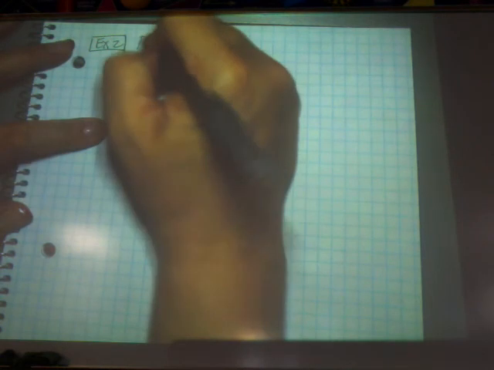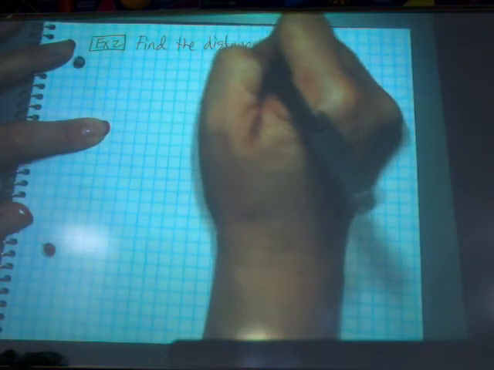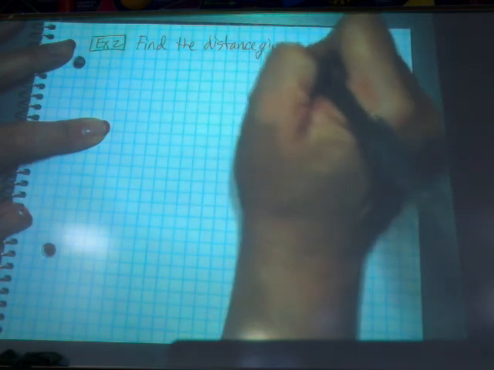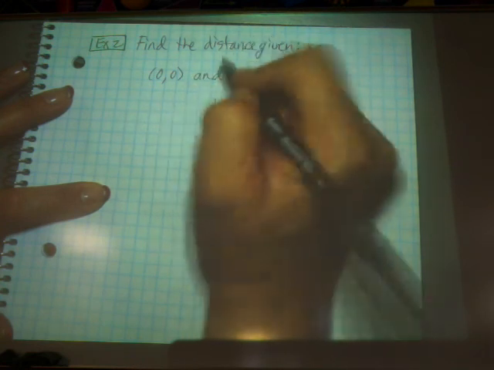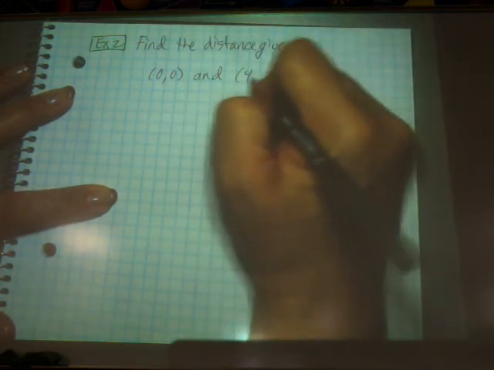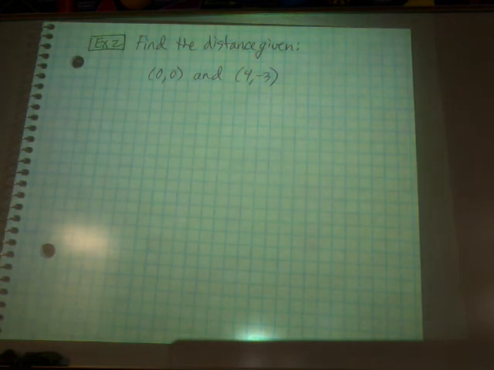Find the distance given the following 2 points. You do this all on your own. (0, 0) and (4, -3). Now you're welcome to plot those and use the Pythagorean Theorem. You're welcome to use the distance formula. You can decide which is point 1 and point 2. It's your choice. I always like to try to be really smart about which point I choose to be point 1 versus point 2. I like to make my subtraction easy.